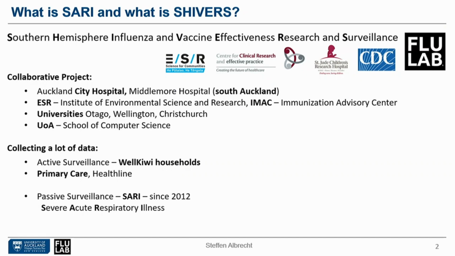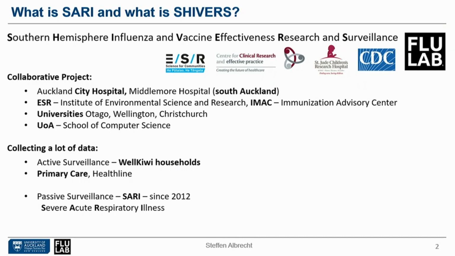So this is a large project, it's called SHIVERS, abbreviating Southern Hemisphere Influenza and Vaccine Effectiveness Research and Surveillance. Quite a long title, right? It's a collaborative project, a lot of institutions are involved here. The two big hospitals in Auckland gather a lot of data, the one in Middlemore and the city hospital just across the street. And ESR is involved. IMAG is taking care of the vaccination data, and as you can see also a lot of universities spread over New Zealand.